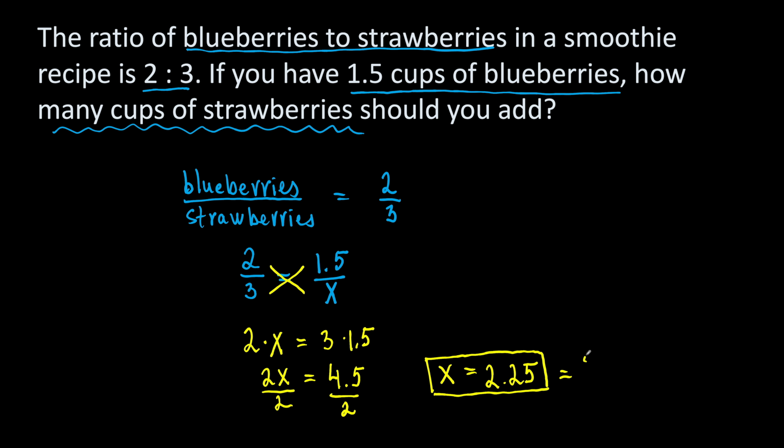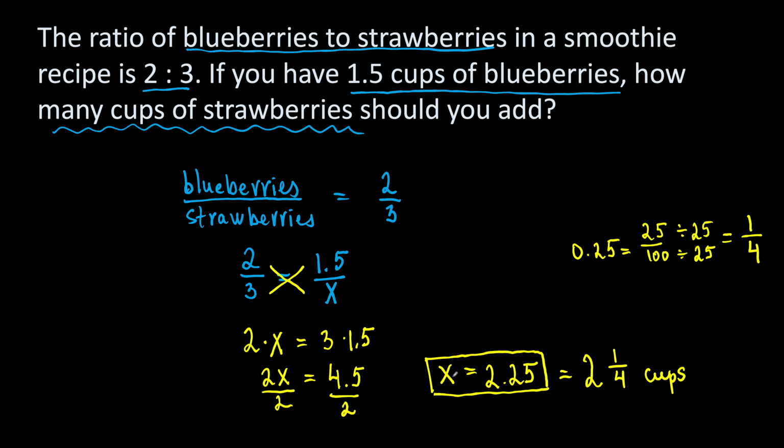It means 2 1/4 cups. But how do we know that 0.25 is 1/4? Look here, 0.25 we can write as 25 over 100, right? Then we can reduce this fraction by dividing numerator and denominator by 25. 25 divided by 25 is 1. 100 divided by 25 is 4. So 0.25 is equal to 1/4.